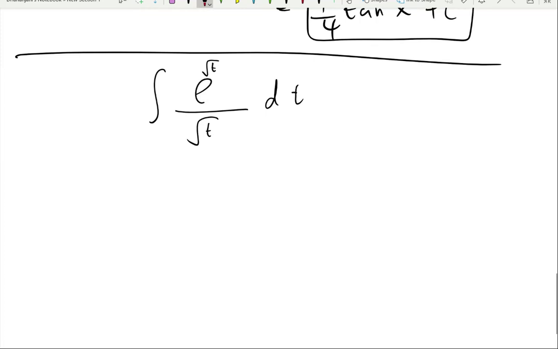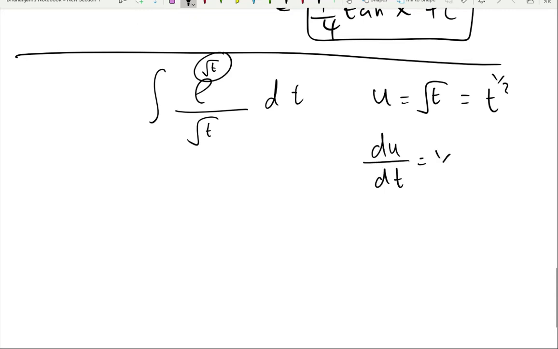Okay, what is u here? What is the choice of u here? Well, square root t is inside the exponential function, so let's choose u to be square root of t. I like to write it as t to the half because it's easy to deal with. Now the derivative of u with respect to t is half t to the half minus 1, which is negative half, right, when you take the derivative.